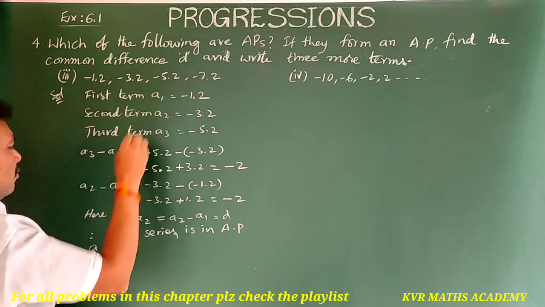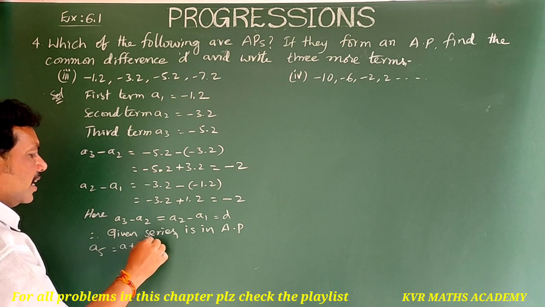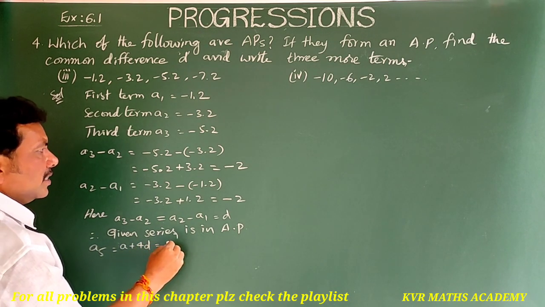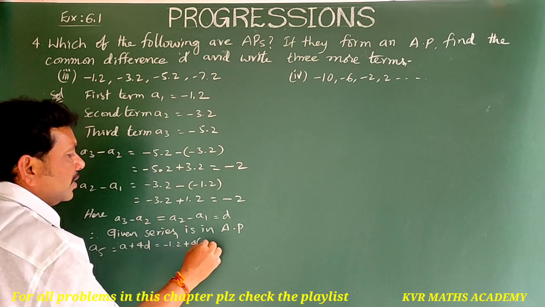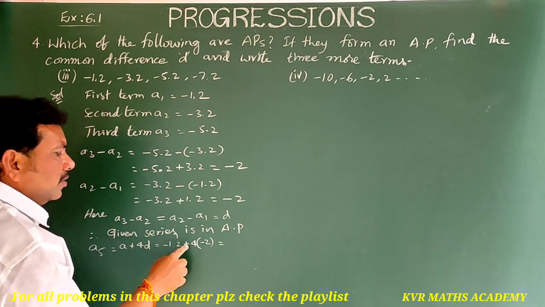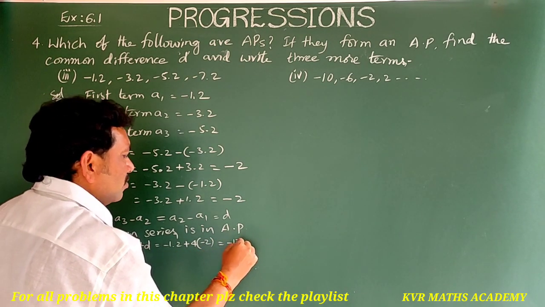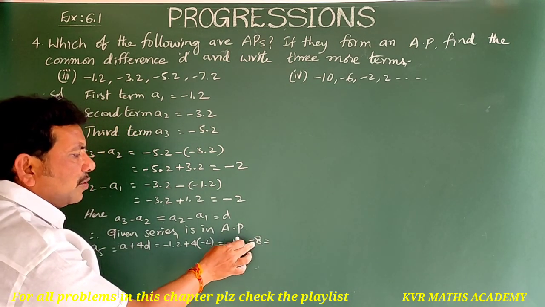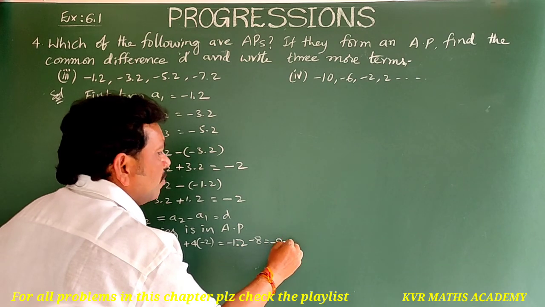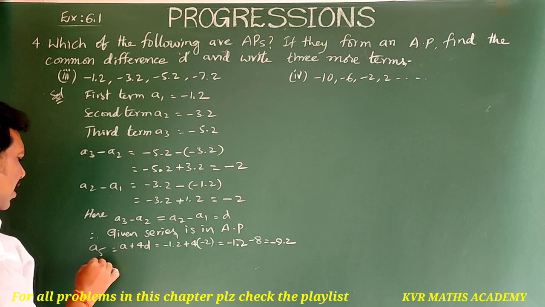A1, A2, A3, A4 only. A5 is equal to a plus 4d. Here a is minus 1.2, so minus 1.2 plus 4 into d, which is minus 2. That is equal to minus 1.2 minus 8. How much? Minus 9.2. That is A5.